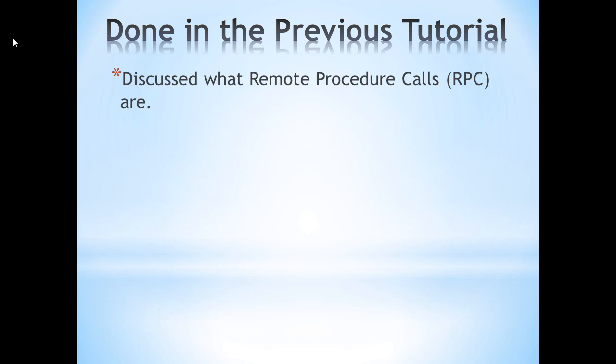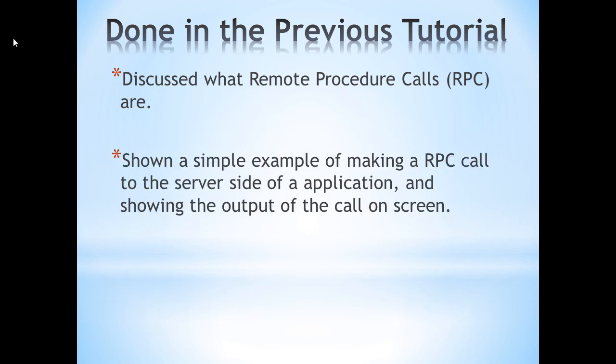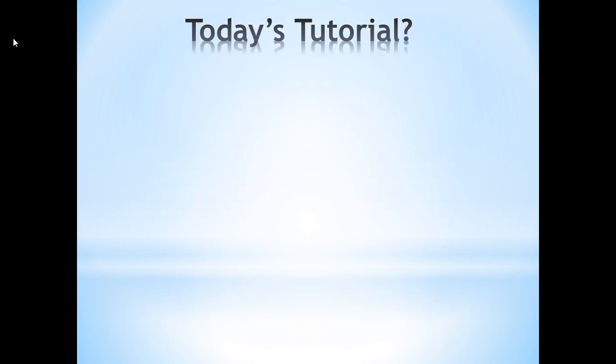So what have we done in the previous tutorial? Well, in the previous tutorial I discussed what remote procedure calls, or RPC, are. And I've shown a very simple example of making an RPC call to the server side of an application and showing the output of the call on screen. So what am I going to do in this tutorial?